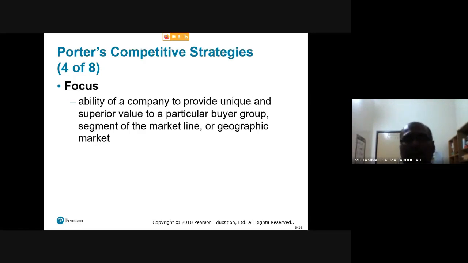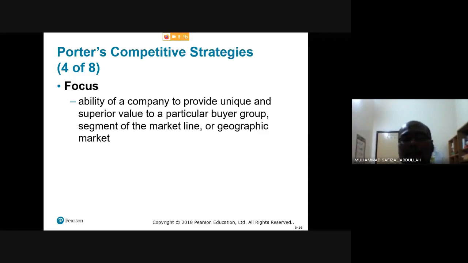A focus strategy means that the company tries to provide unique and superior value. It means what? They are trying to sell their product to whom? To a particular buyer group. A particular buyer group means what? Means a particular niche, a particular market niche.